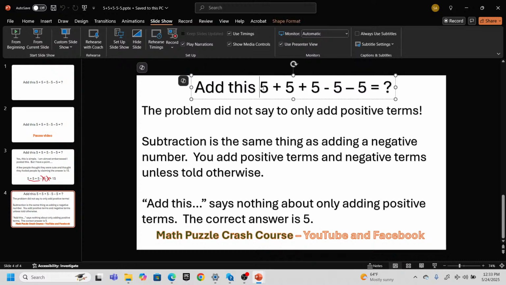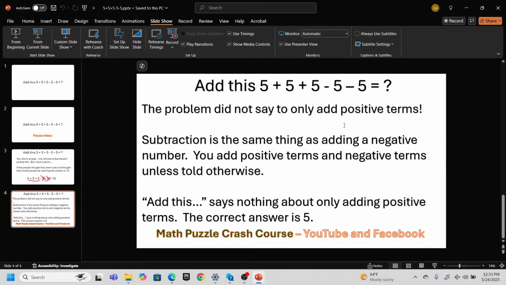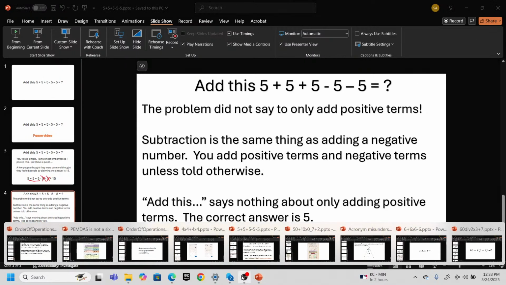Basically that answer would be, 5 plus 5 plus 5 is 15. 15 minus 5 is 10. 10 minus 5 is 5. So really that should be 5. All right, so we got that one.